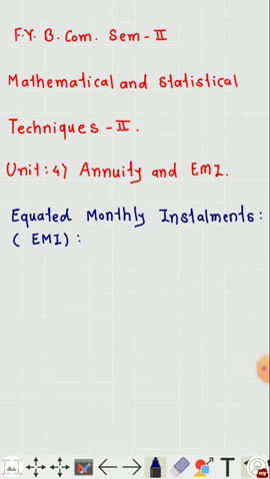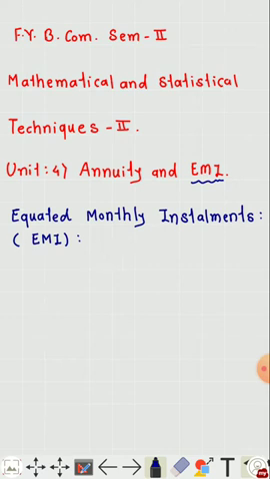This is F.Y. B.Com Semester 2, Mathematical and Statistical Techniques 2, Unit number 4: Annuity and EMI. In the previous lecture we studied what is meant by annuity. Now in this lecture we study what is meant by EMI. EMI means equated monthly installments. So let us try to understand the concept of EMI.